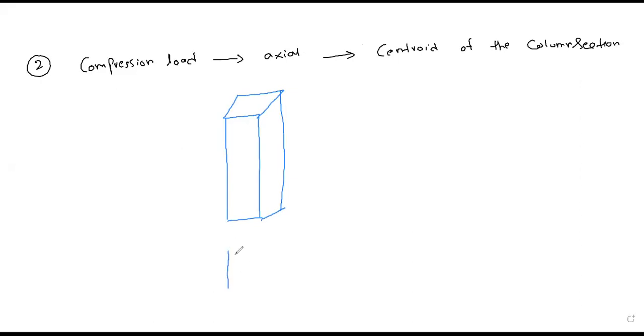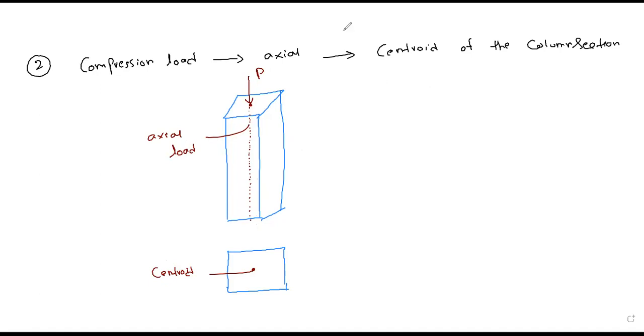Okay, so this is the cross section of the column. Whatever the load acting on the column, it should always act axially, and the load should always pass through the centroid of the section. So this is your centroid, and this is called axial load, where the load is passing axially. Understand? This is my assumption.